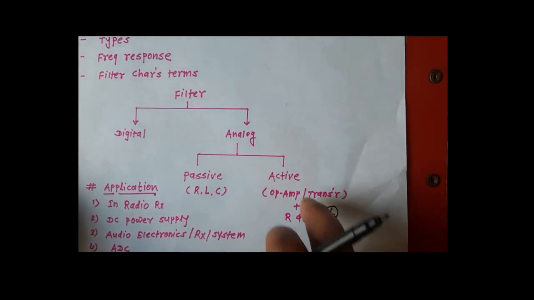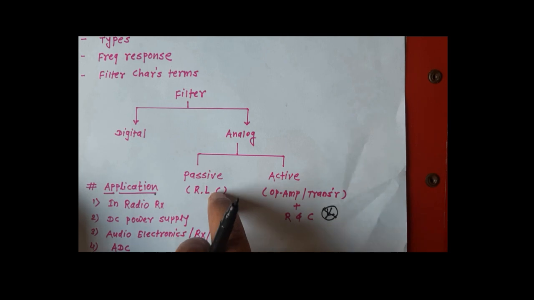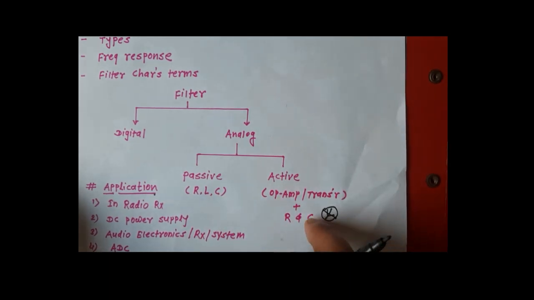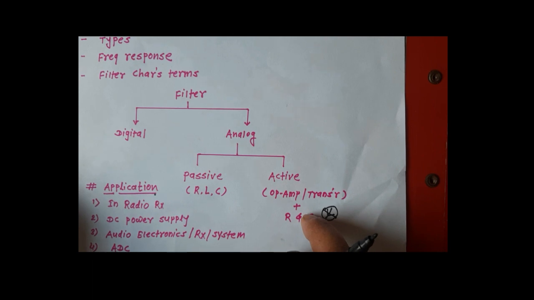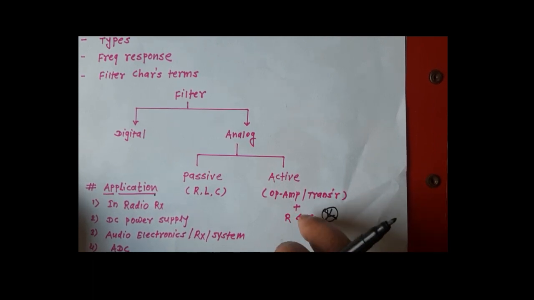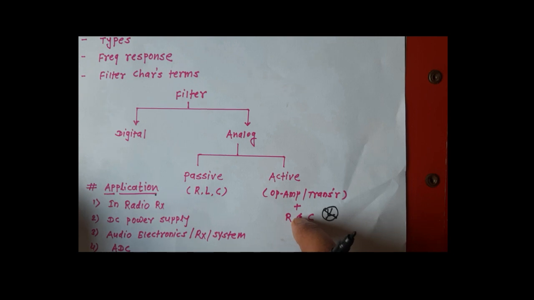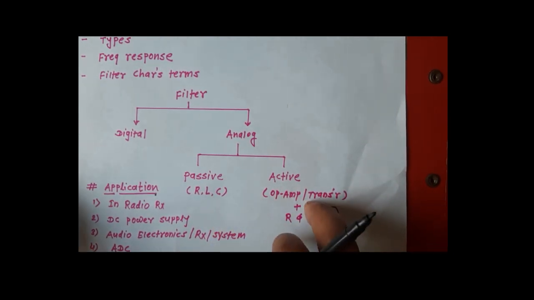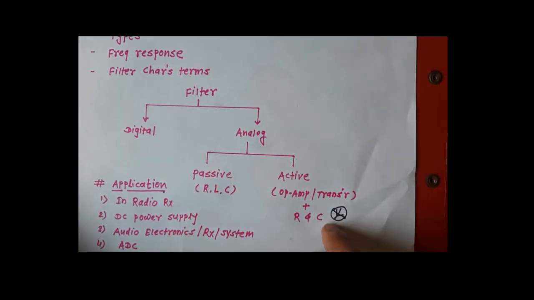Next important thing is that an active filter provides voltage gain, whereas passive filters can't provide voltage gain. So active filters deal with low frequencies, and they also provide voltage gain. That's why active filters have more sharp frequency response characteristics, and they have various other advantages over the passive filters.